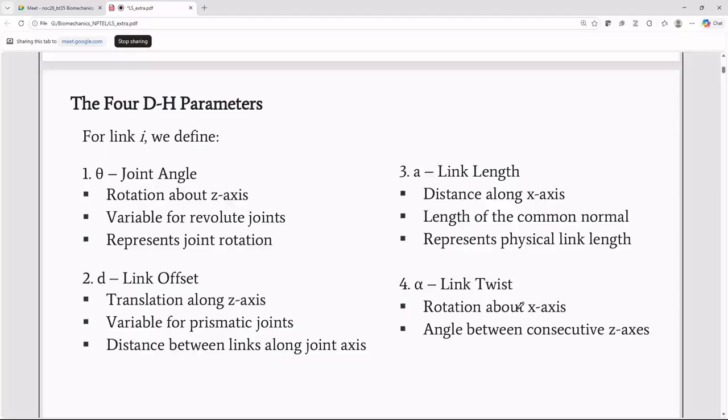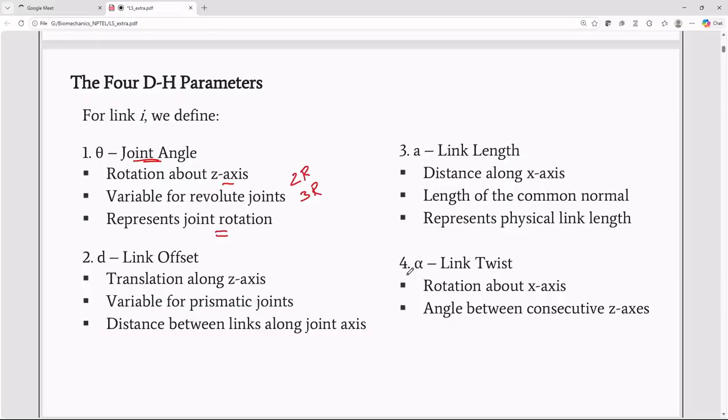So we have seen there are four parameters. First one, theta. Theta is known as the joint angle, and it gives the rotation about the z axis, and this is the main variable for revolute joints. That is 2R, 3R; these are kind of representations for revolute pairs. So here for revolute joints, theta is the variable, and it denotes the joint rotation. First I will discuss both the angles and then the lengths. So here alpha is the link twist.